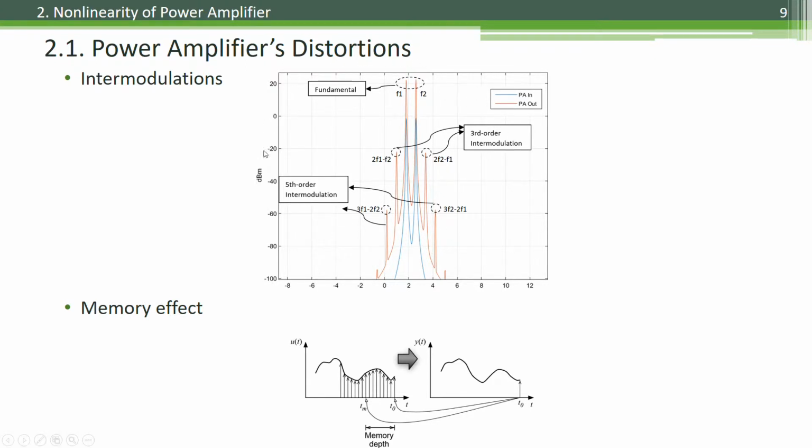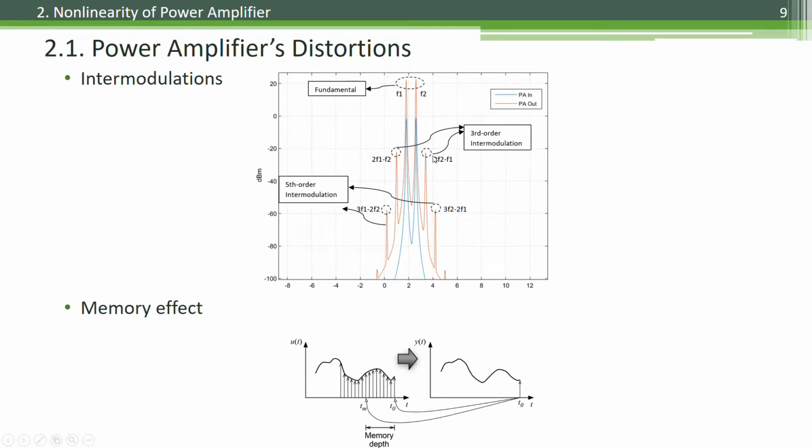We can see in this figure a two-tone signal at the frequencies f1 and f2. After the power amplifier, other intermodulation terms will appear. For example, third order intermodulation will appear at this frequency and this frequency. And the fifth order intermodulation will appear at this frequency and this frequency. With the RF signal, intermodulation terms appear at frequencies near the input signal, so they cannot be filtered.